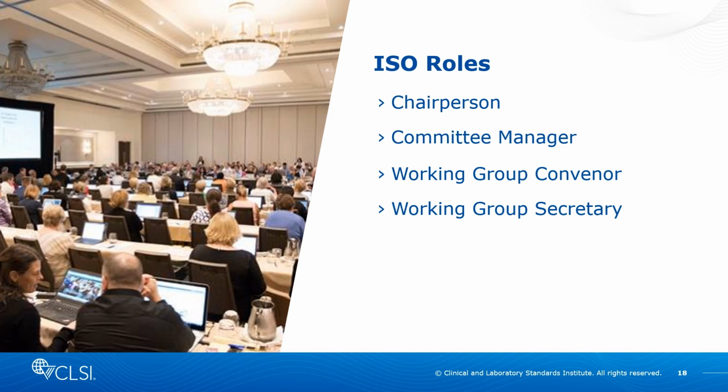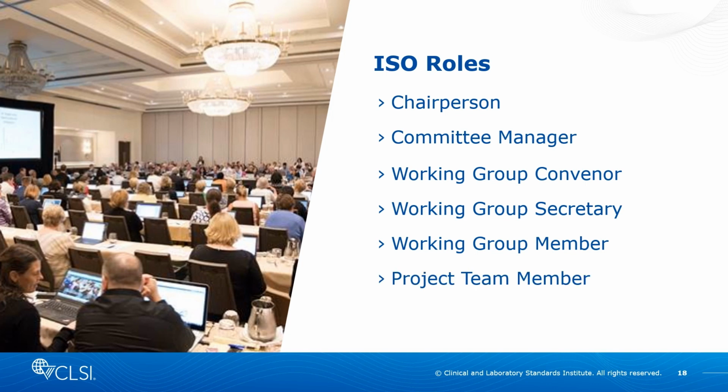Working group members are appointed by the national member body and approved by the Mirror Committee or TAG. These members can remain on the working group until they decide to step down. Project team members are identified and approved by the Mirror Committee or TAG and appointed by the national member body. These members only participate until the document is published.